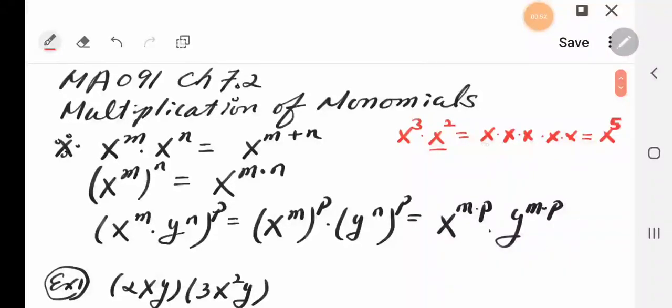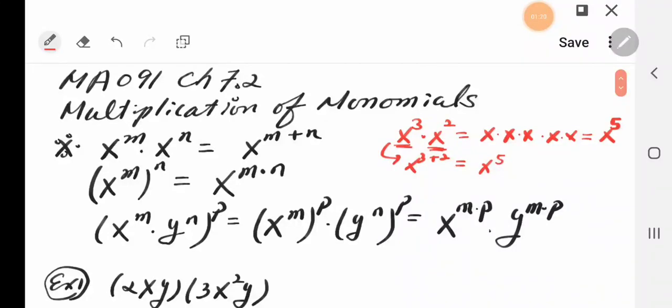So the number of x's is 5, so it is x to the 5th power. The exponent 5 comes from adding the 2 exponents. So when we multiply exponential forms with the same base, what we do is add the exponents, 3 plus 2, so it will be 5.